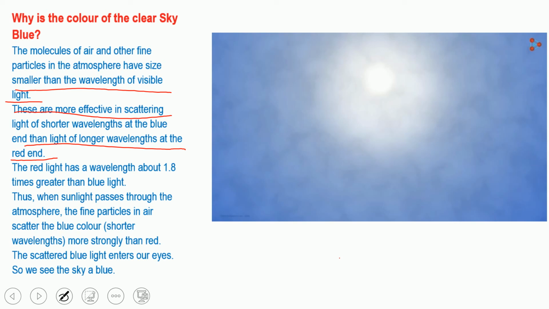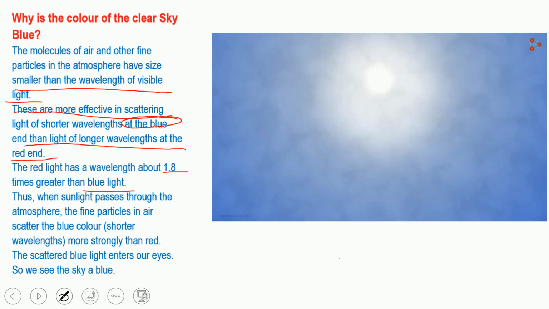The shorter wavelength is blue, and it is scattered more than the light of longer wavelength. So the longer wavelength will not be scattered. Which will be scattered? Only the shorter wavelength, up to the blue. Now the red light has a wavelength about 1.8 times that of the blue light, that is almost double, we can say.